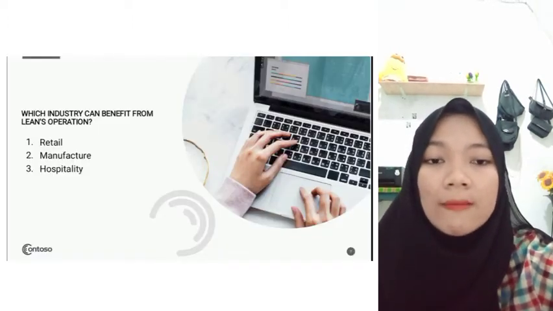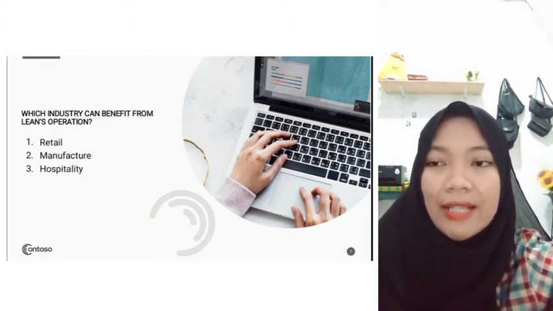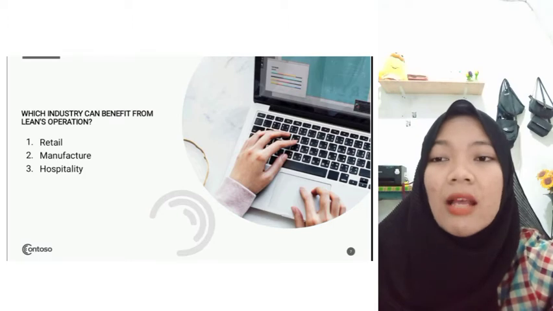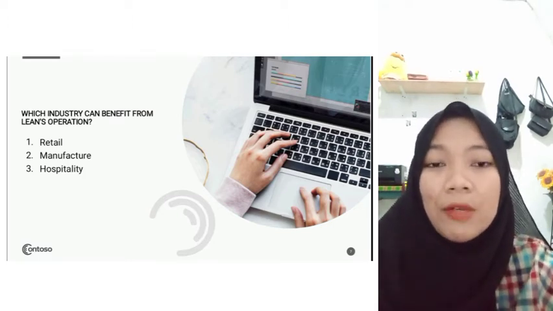Which industry can benefit from lean operation? There are 3. Some industries perfect for lean operation include retail, manufacturing, and hospitality.